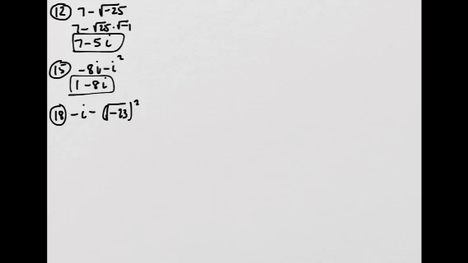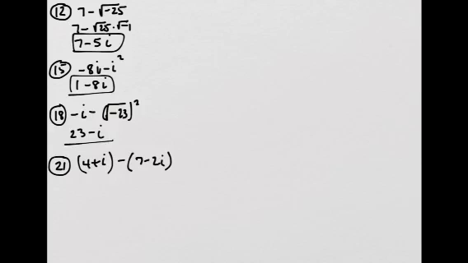So the square root of negative 23 squared, remember when you square a square root, you keep the radicand, the number on the inside, just as it is. So this would be negative 23, but then there's a negative in front, so a negative times a negative is positive, so you get 23 minus i.